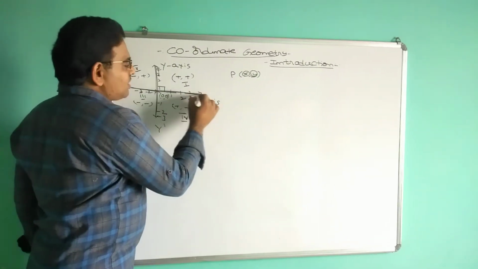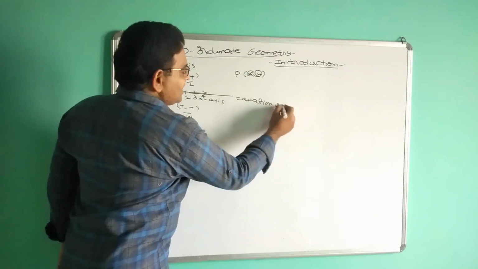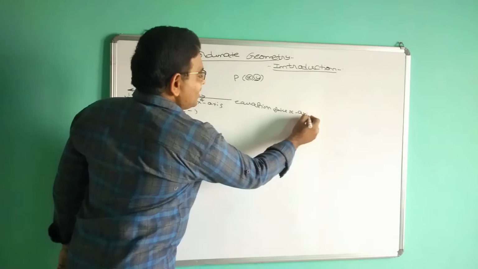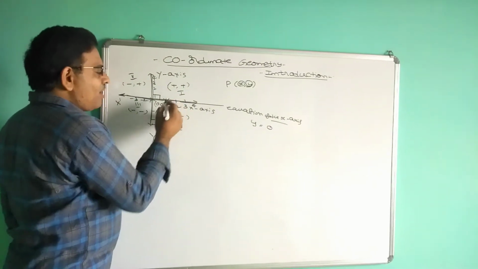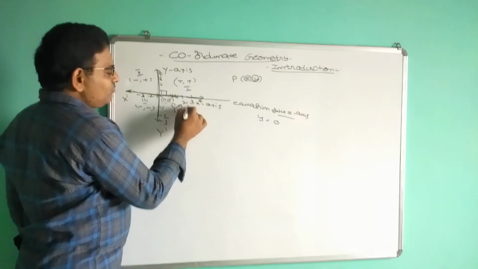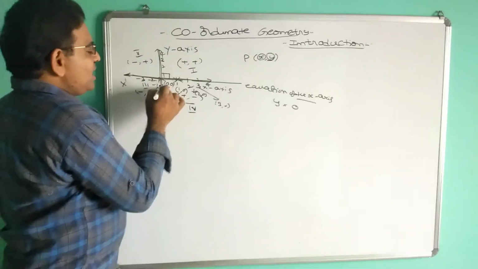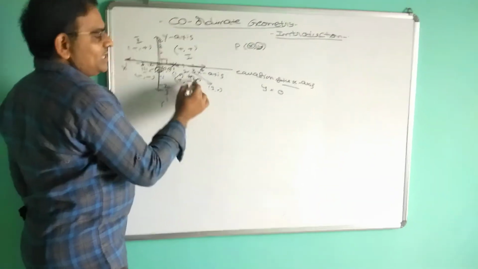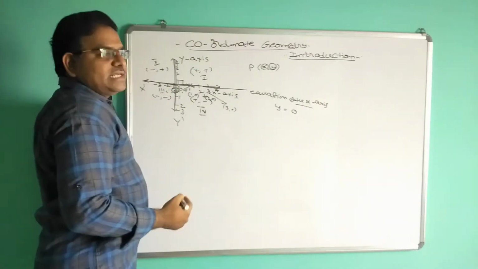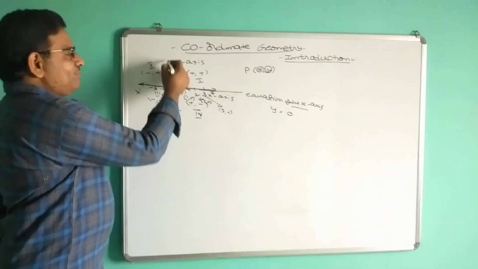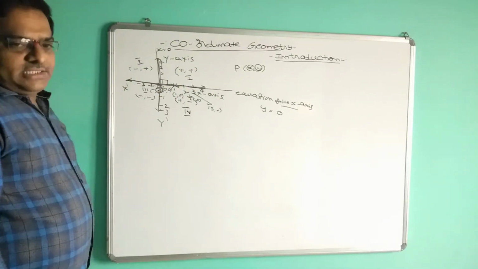Now, this is called the equation of the x-axis. The equation of the x-axis is y equal to 0. What is the reason? Here the points are denoted as (1, 0), (2, 0), (3, 0), like that. So everywhere, if you observe, the value of y is 0. That's why the equation of the x-axis is y equal to 0. In the same manner, the equation of the y-axis is x equal to 0.